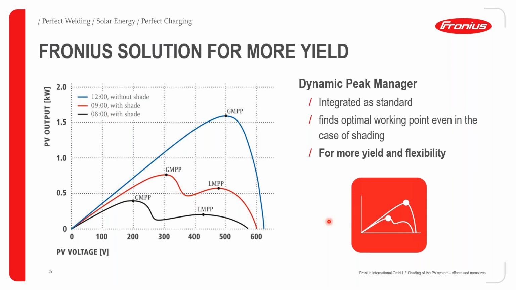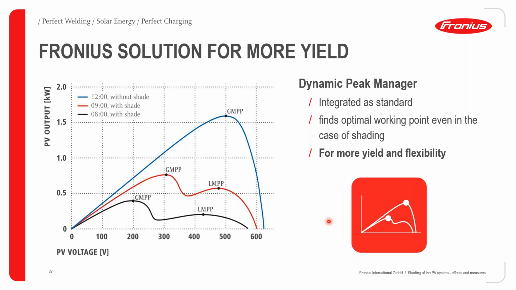Going further, as mentioned before, the FRONIUS Dynamic Peak Manager is really a low-cost algorithm for MPPT tracking to enable you to get more yield. So how is this happening? As I said before, for all FRONIUS inverters, this feature of Dynamic Peak Manager is integrated as standard. And it's working intelligently to find the optimal operating point, even in the case of shading.